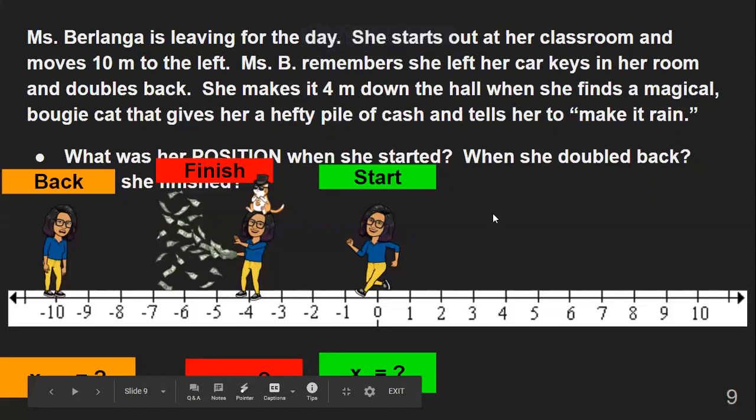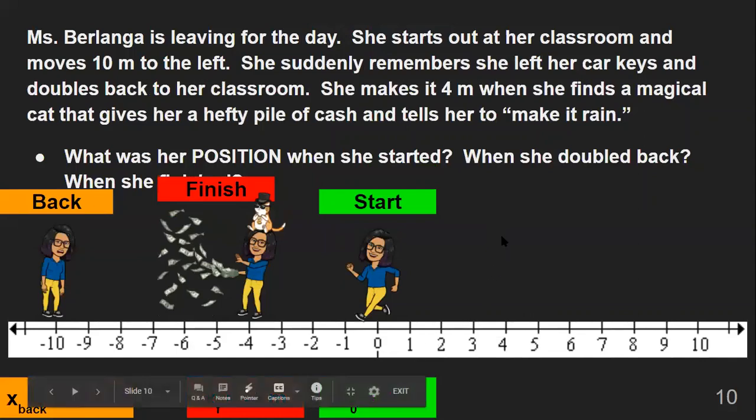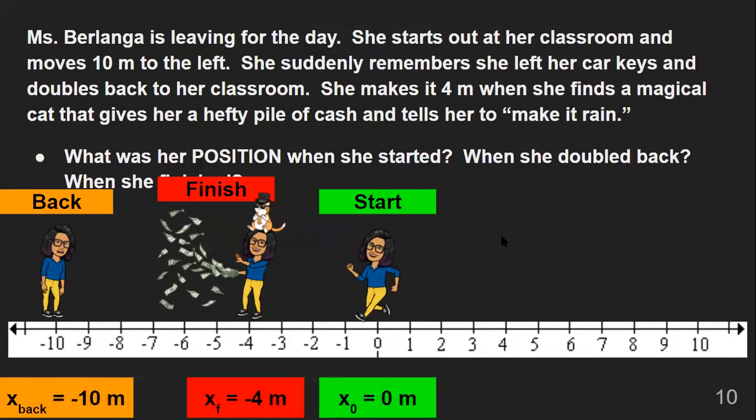So let's look at how we represent these with variables. So again, our initial position, gotta make sure I don't move that mouse. Sorry, y'all. Our initial position is 0 meters. The spot where I doubled back was negative 10 meters. So I went to the left, so the negative end of the number line. I ended up going back to my room, and then where I finished, where I met the bougie cat with the pile of cash, was 4 meters to the left of my room, because remember, I'm going back in the original direction where I was intending to go, and that final position is negative 4 meters.